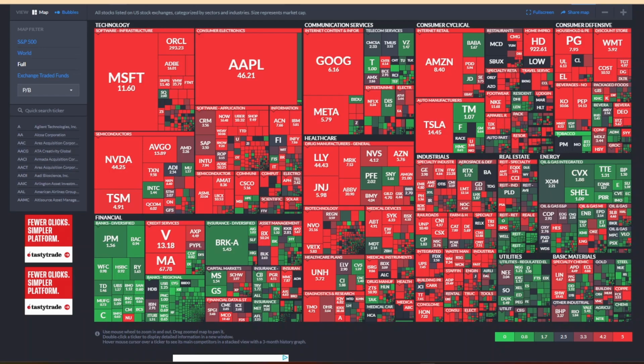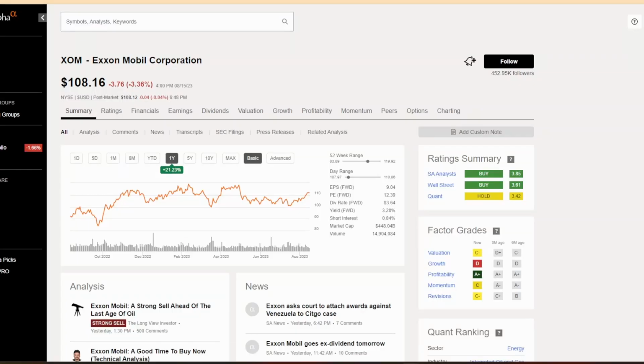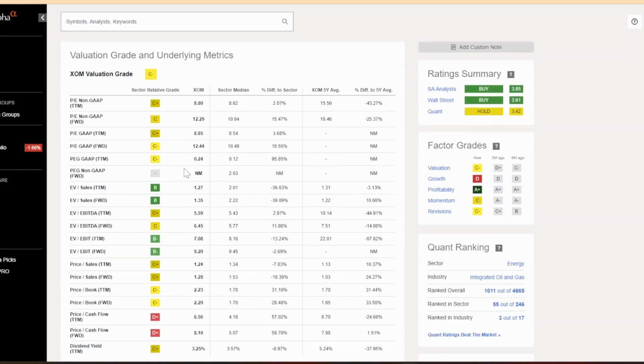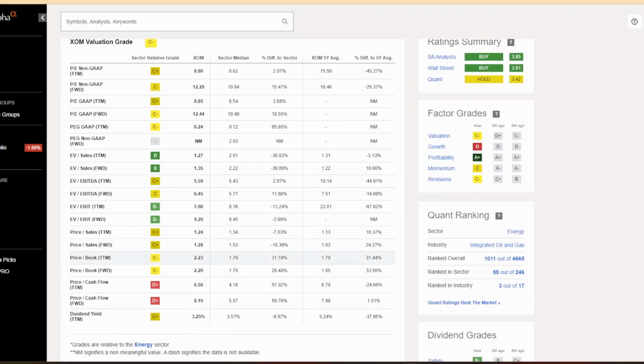For example, if we take a look at ExxonMobil, we can see that over the last year, it's done very well with a stock price appreciation of over 21%. However, if we go to the valuation tab and scroll down, we can see that the trailing 12 months price to book ratio is 2.23, which is over 31% higher than the sector average.